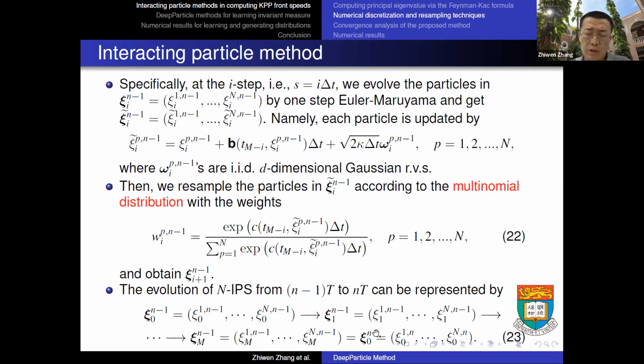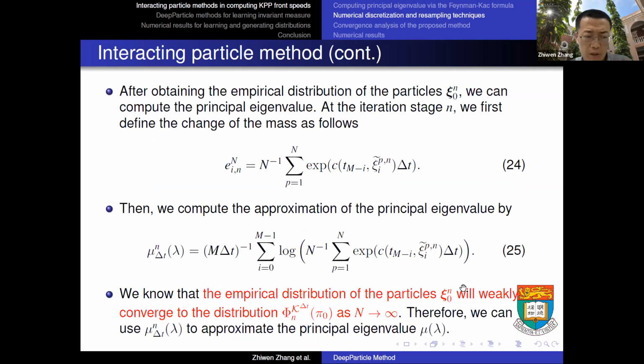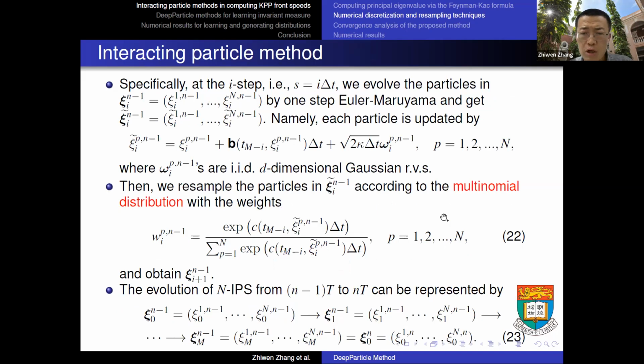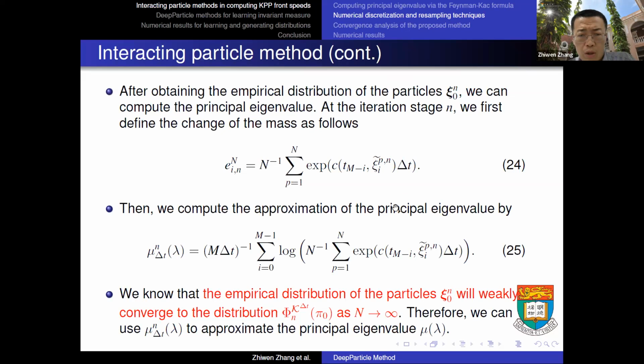Okay, so this is the algorithm. I'll quickly finish this because I want to teach you more about the deep learning part. If you want to know more about this algorithm, you can check the paper, okay? In this computation, at every step we get this change of mass, and finally, summed together, we get this quantity 25, that is the approximation of the principal eigenvalue, mu and delta t lambda.